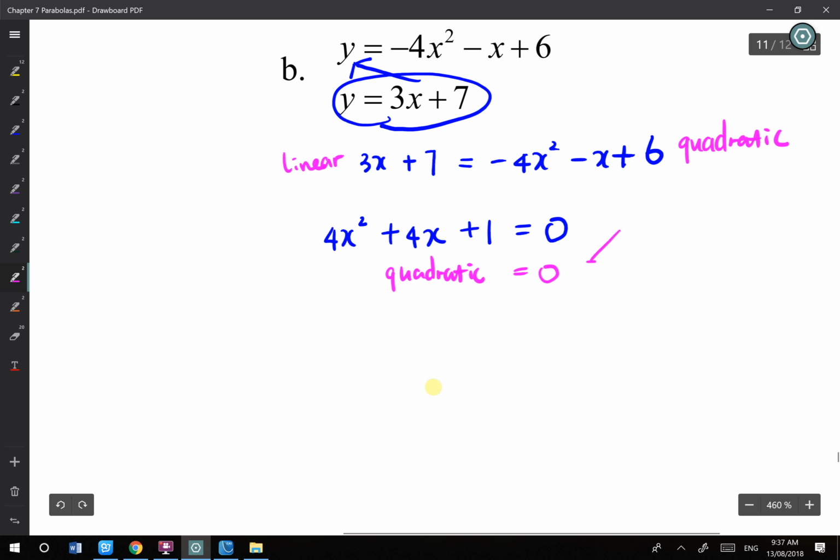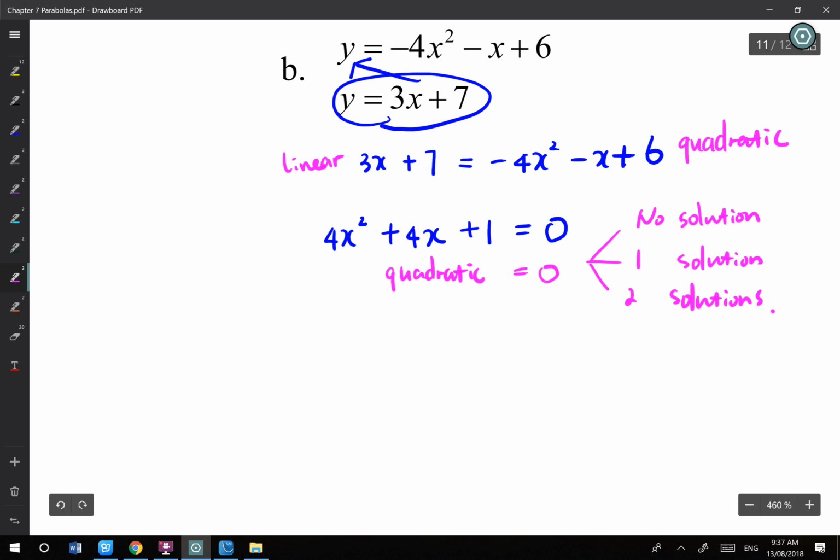There are only 3 cases when you have a quadratic equals 0. Okay, I'm not solving for a point yet. I'm solving for the x value. I can have no solution, 1 solution for a quadratic, or 2 solutions for a quadratic.